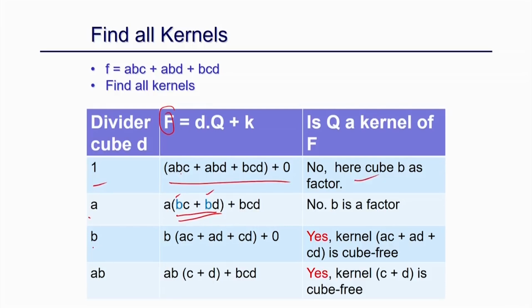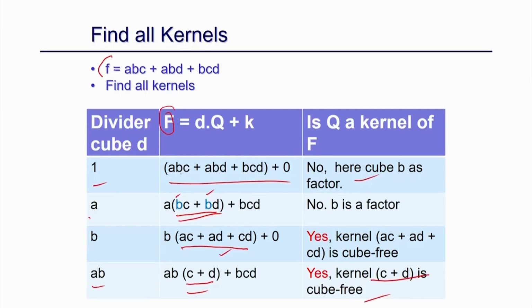So, now if I just divide it by B, I get this as the quotient, and this is a kernel, because this does not have any common cube, this is cube free. So, this is cube free, that means a kernel. Similarly, if I divide this by AB, I will get CD as the quotient and this is obviously cube free.